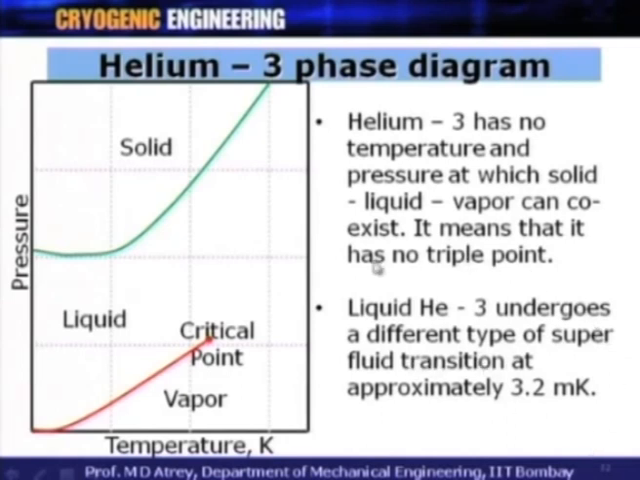Alright. I am not going to deal with this because it's really a very physics oriented discussion. As far as cryogenic engineers are concerned, what we should know is the helium phase diagram, and we should really know the vapor pressure curve for helium 3 and helium 4 respectively.